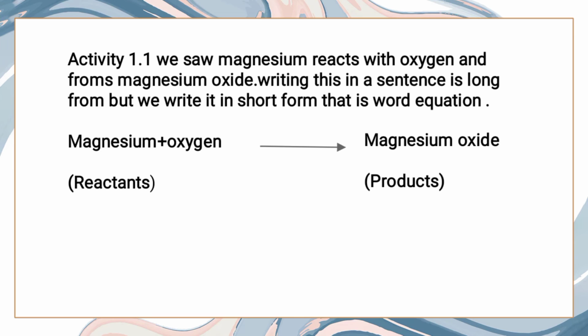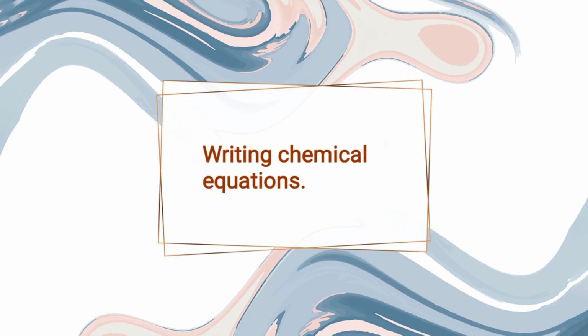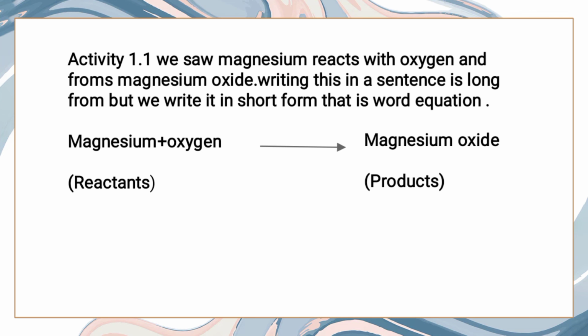The left hand side is the reactants and the right hand side is the products, and an arrow mark is used to show the reactants and the products. In between the reactants and the products, we use an arrow mark, and a plus mark is used if there are more reactants. To add the reactants, you use a plus mark on both sides. This is how you write a word equation.